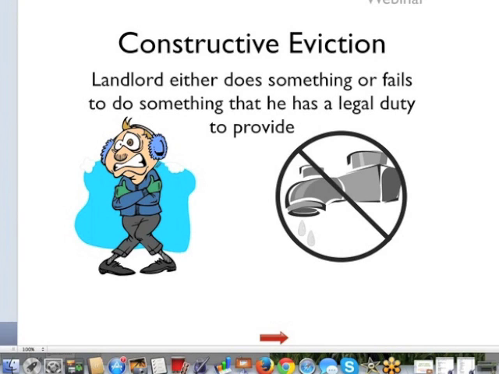So the landlord either does something or fails to do something that he has a legal duty to provide. This is constructive eviction. Is this legal? Of course not, but there's still a word for it, and there's still a process to go about dealing with this. So if I make it unlivable as a sneaky way to get you out of the house, it's called constructive eviction. Okay? You'll also hear the term constructive notice come up in your materials. When you hear that word constructive, it's basically taking action without talking to the person. Okay, without directly confronting them.